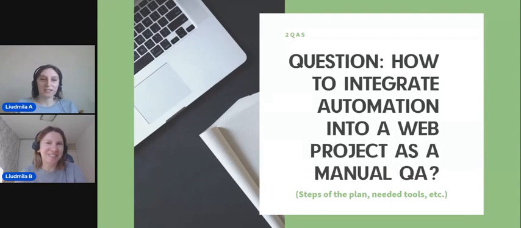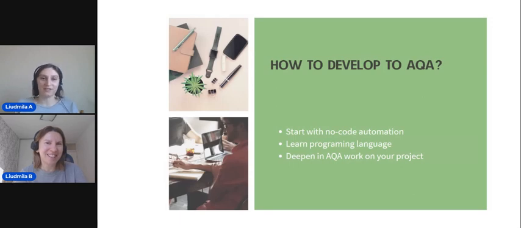Despite the fact that you cannot immediately start developing automation tests, there is still a way to develop your career toward automation quality engineering. First of all, try some no-code automation tools like Katalon. Here you will see the link to our video devoted to the Katalon tool. Try it. It's very easy, interesting, and sometimes really useful. Or try Selenium IDE. So start with no-code automation just to get acquainted with the technology.